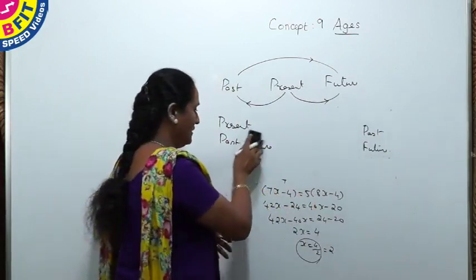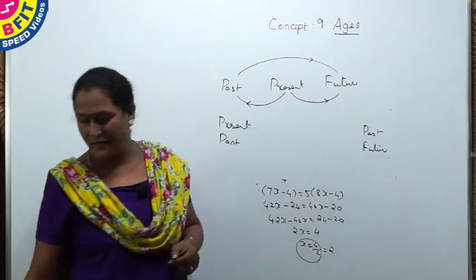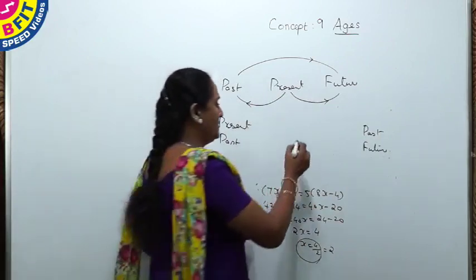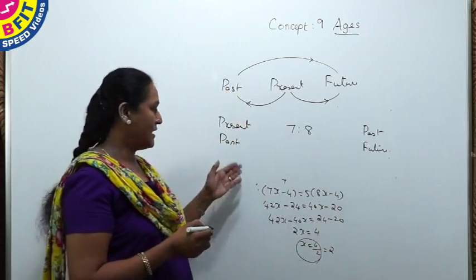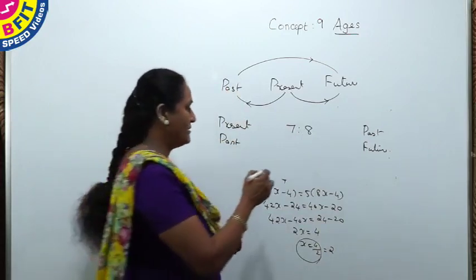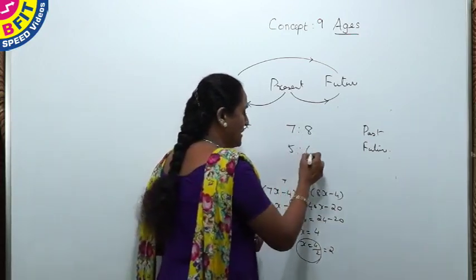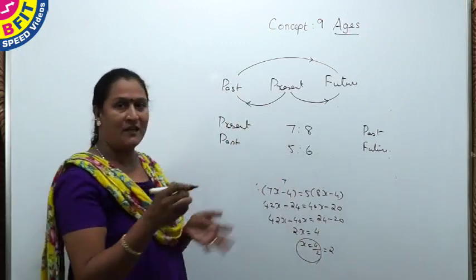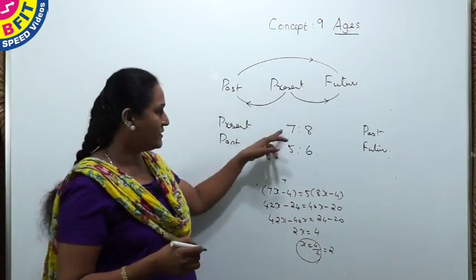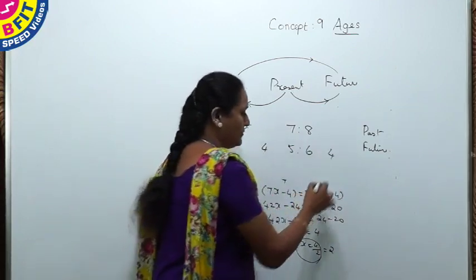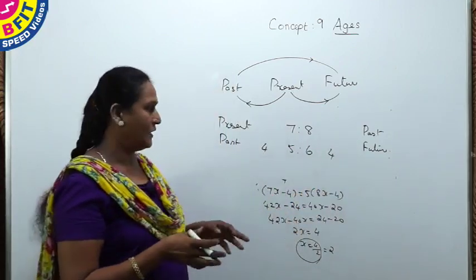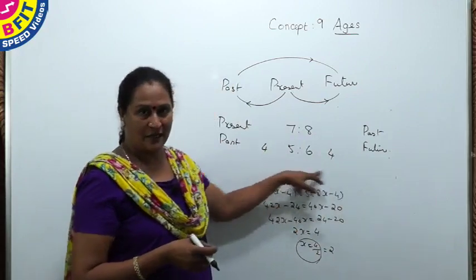So in our question, we have present and past. The present ratio is 7:8 and the past ratio, that is before 4 years, is given as 5:6. So how many years back? 4 years. So we subtract 4 from this person and 4 from this person also. The one which you are subtracting or adding, you write in the second row.